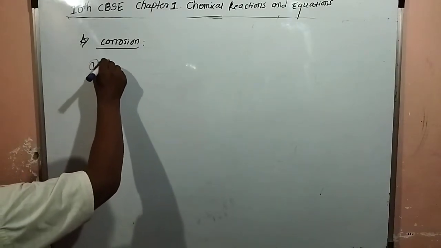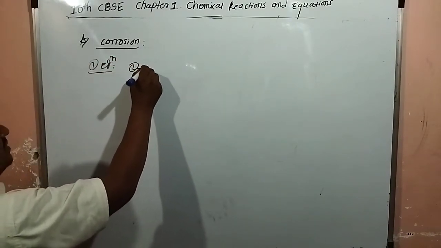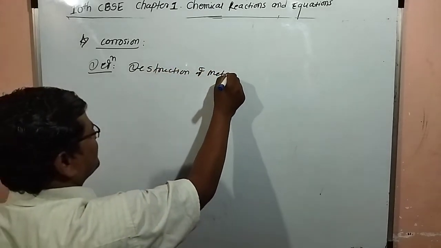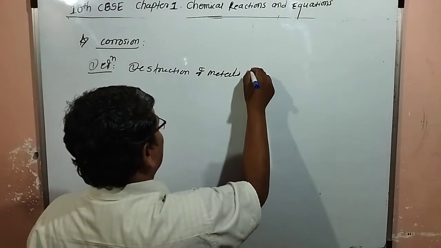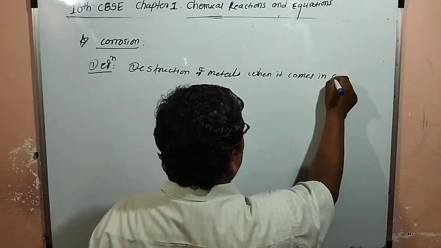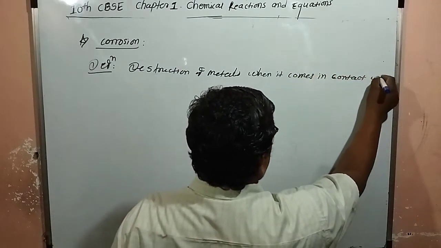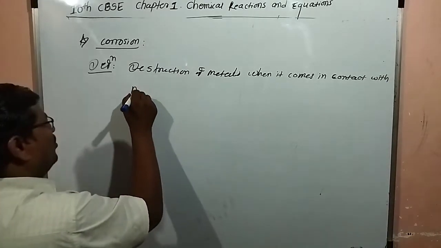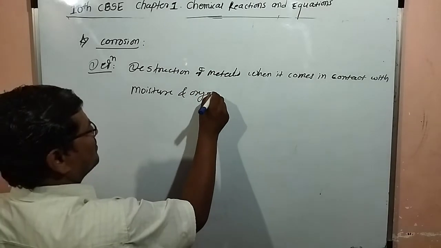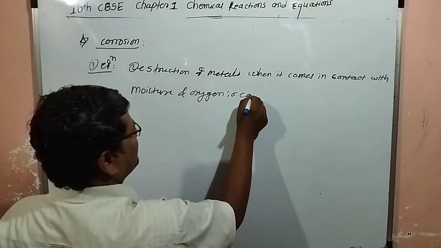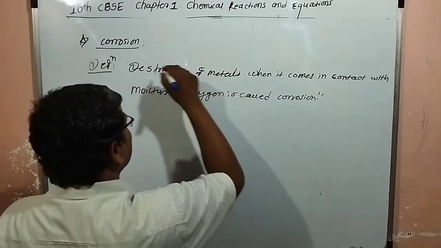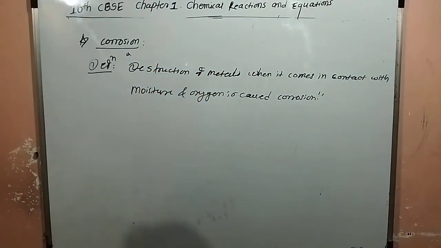So the definition: destruction of metal or metals when they come in contact with moisture and oxygen is called corrosion. So the life of that metal goes on decreasing. The life of the metal goes on decreasing.